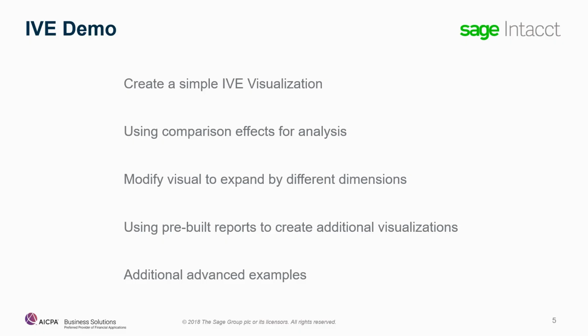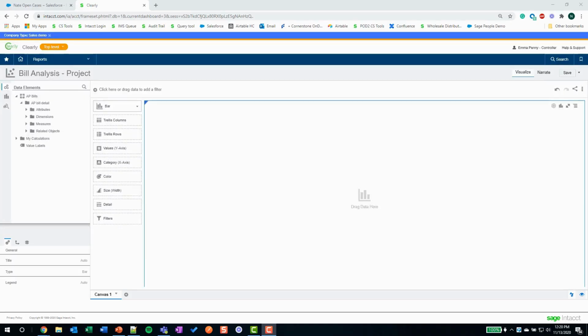In this video, we will walk through building a simple bills analysis visualization, show how to use IVE to analyze your data in greater detail by using comparison effects and real-time drilling into our data, and then take a look at a few more complicated visualizations to show all of what the Visual Explorer is capable of. So let's start with a blank canvas within IVE and walk through building a visualization.